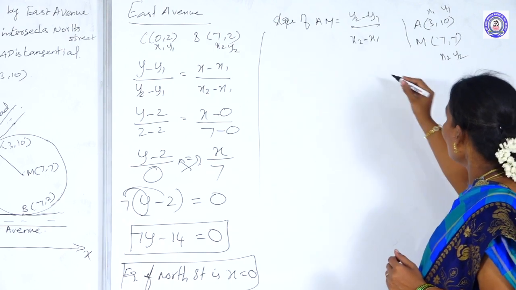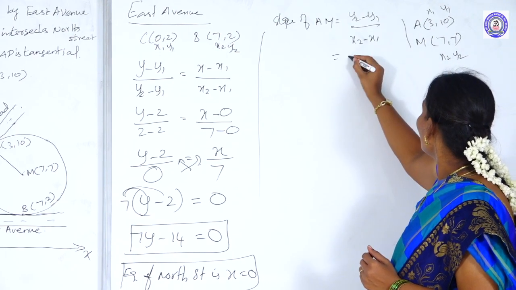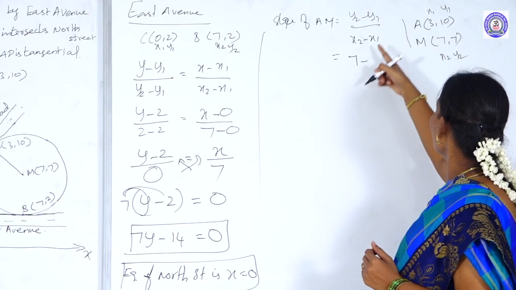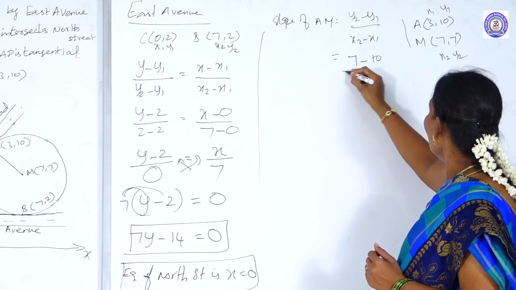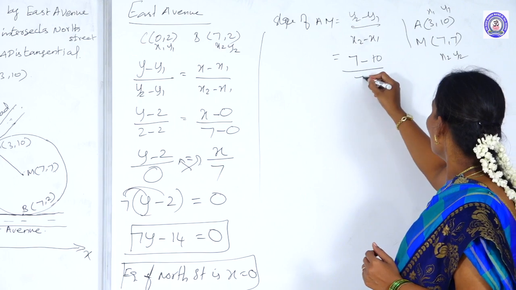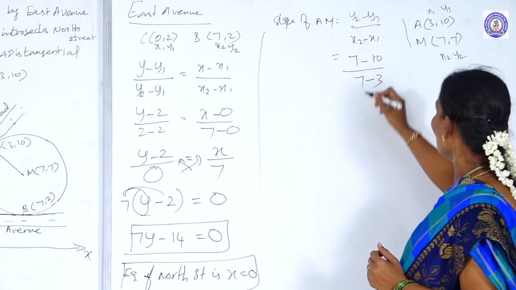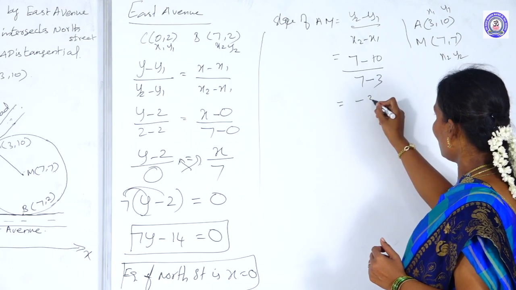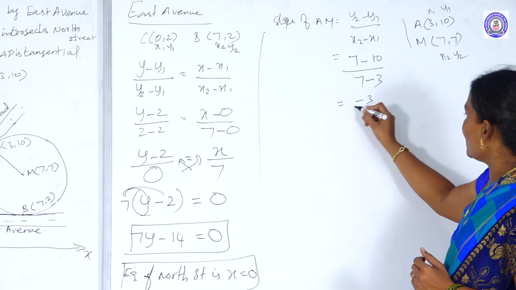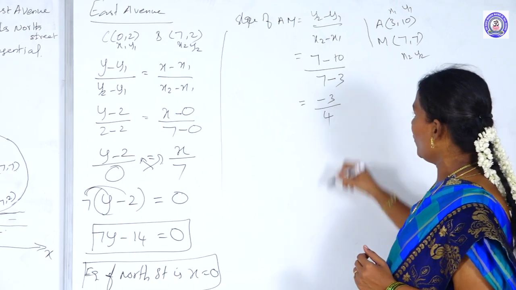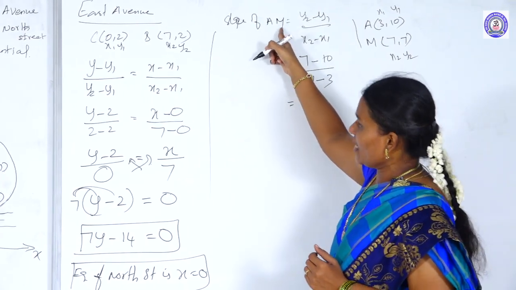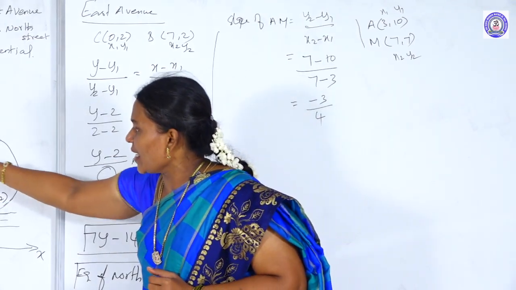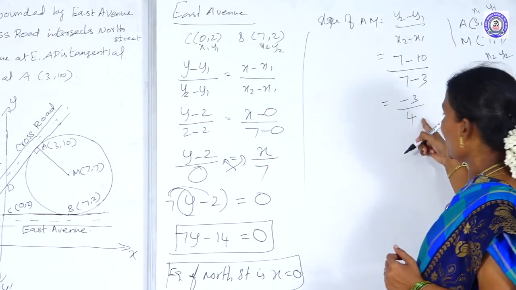Okay. Now see, what is y2 here? y2 is 7. 7 minus y1, which is 10, by x2 is 7, 7 minus 3. Okay. So 7 minus 10 is minus 3. Am I correct? Minus 3 by 7 minus 3 is 4. So the slope of AM, the slope of the radius AM, is minus 3 by 4.